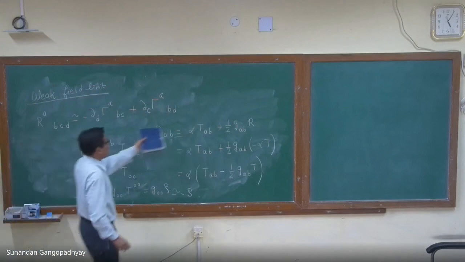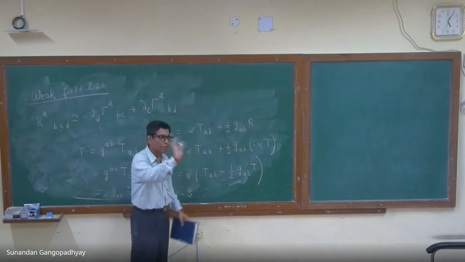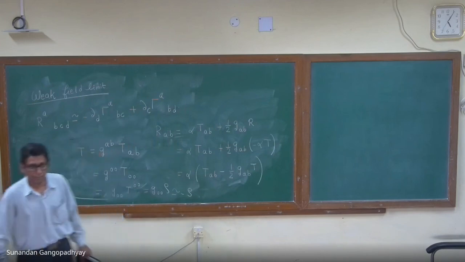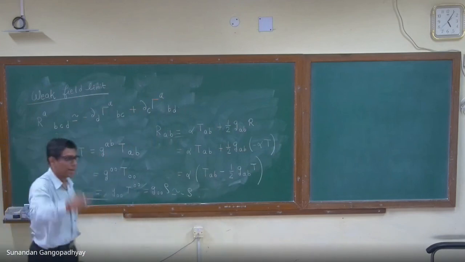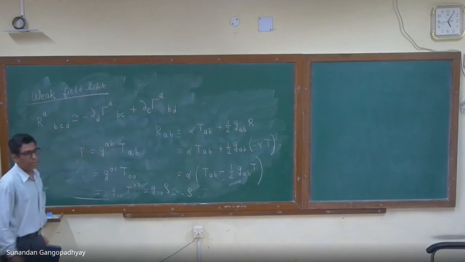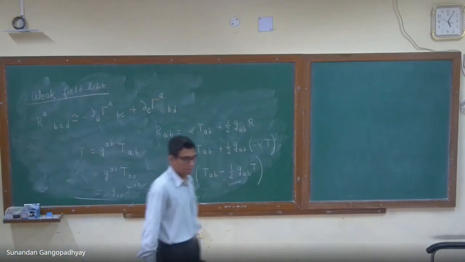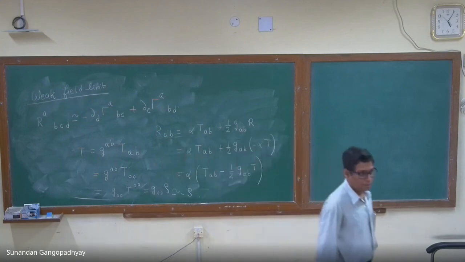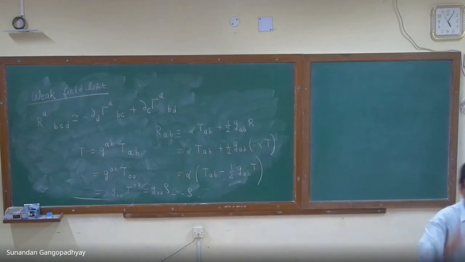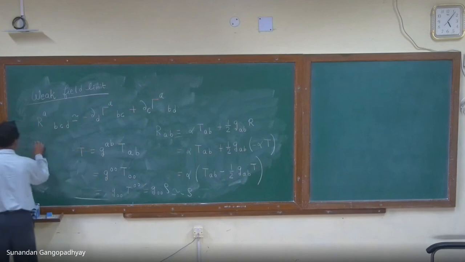Why? Because the other two terms are the product of two gammas, but in the weak field limit, the product of two gammas is negligible because they are of the order of h squared. So these are the only terms which are of the order of h. I hope you understand what I mean by h. What is h? Product of two gammas I am saying is of the order of h squared. So by h I mean h_AB.